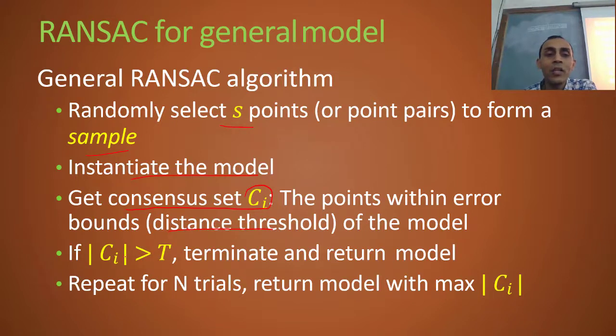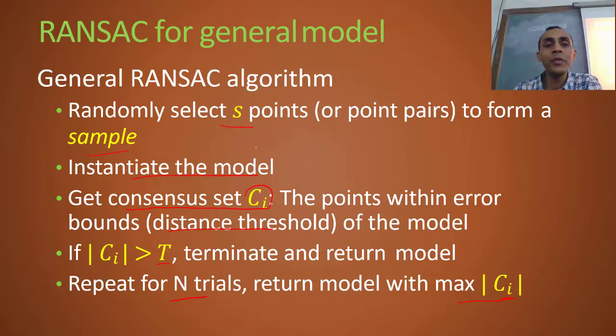And if that count is greater than a sufficiently high threshold, then we can just stop. We can say that this is a good model, or we can go on repeating it for n number of trials and then find the one which gives the maximum score. So this is the general RANSAC algorithm for any general problem of model fitting in the presence of outliers.